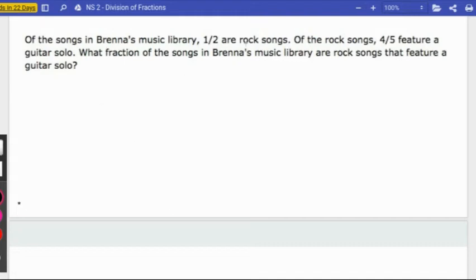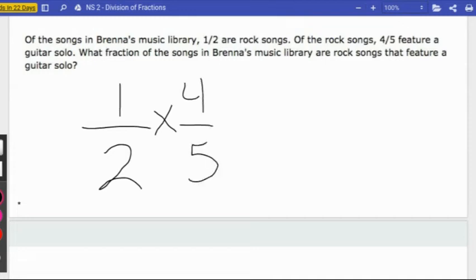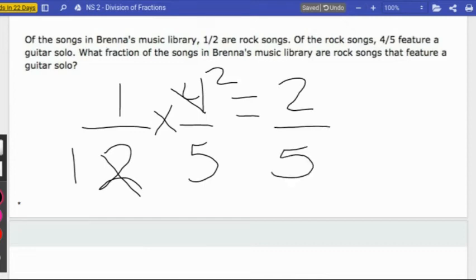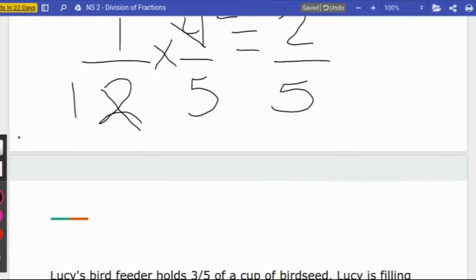We're wanting to know, she has half of her songs are rock, and of those, 4/5 are guitar. So I'm not dividing anything up, I'm actually just multiplying here and finding out what is 4/5 of 1/2. So if I multiply straight across, actually I'm going to simplify first by dividing by a factor of 2. 1 times 2 is 2, and 1 times 5 is 5. So 2/5 of her music library features a guitar solo.